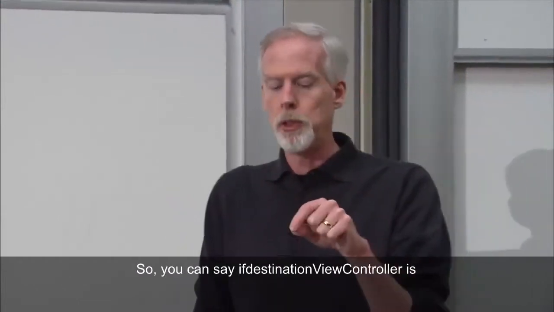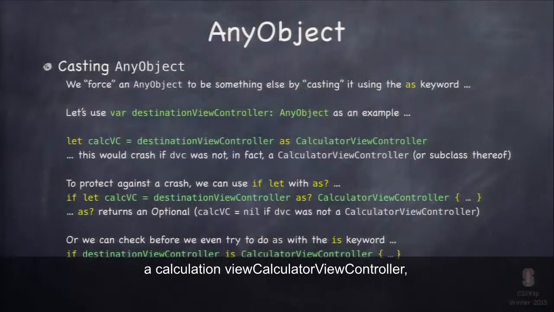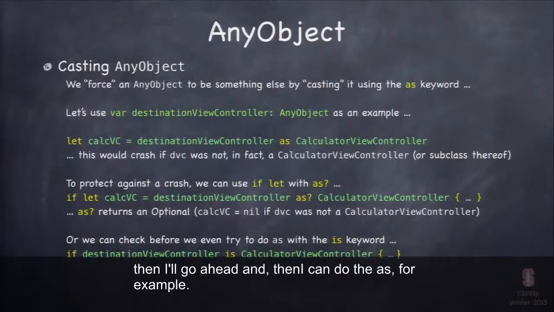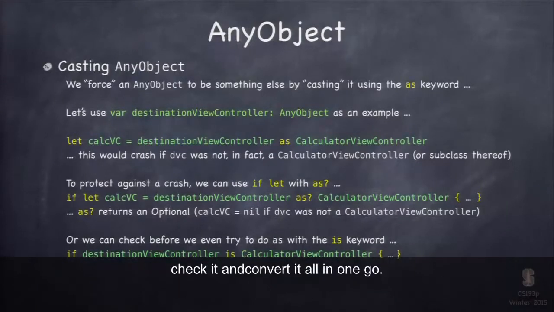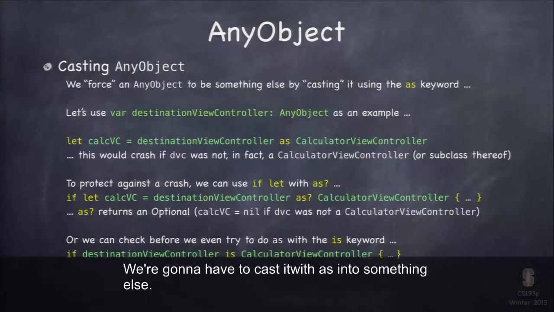So you can say if destination view controller is a calculator view controller, then I'll go ahead and I can do the as, for example. But usually we use the as question mark, you know, check it and convert it all in one go. Okay? So that's how we're going to use an any object. We're going to have to cast it with as into something else.